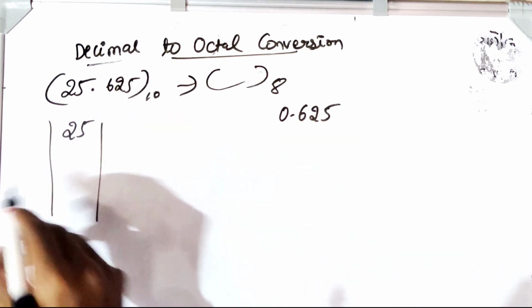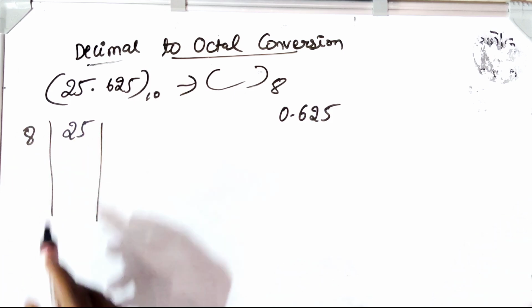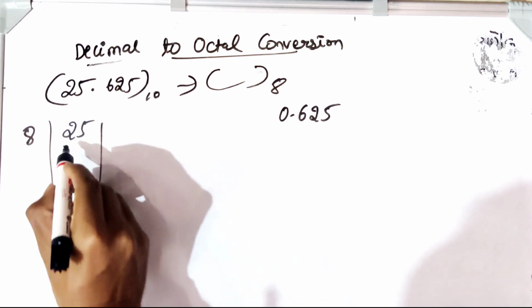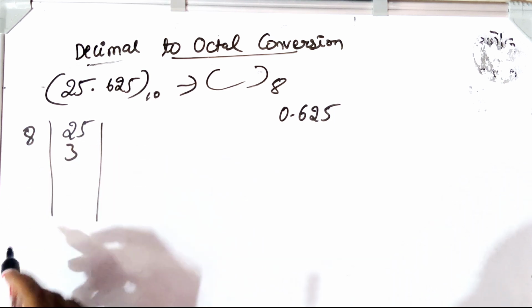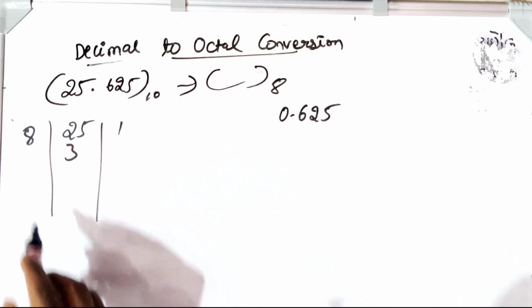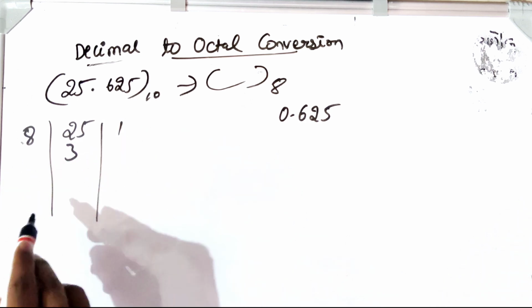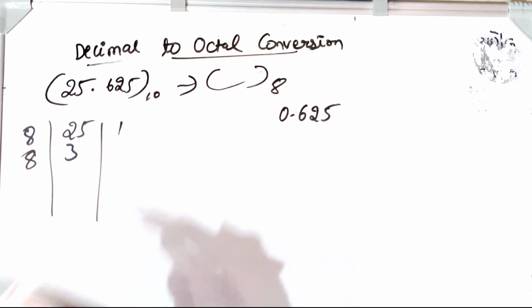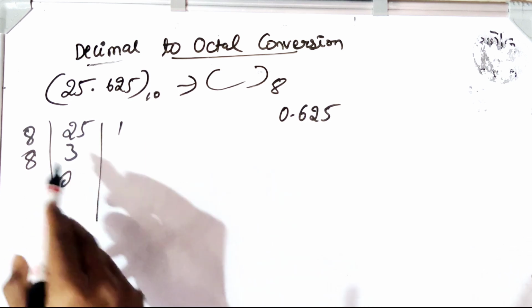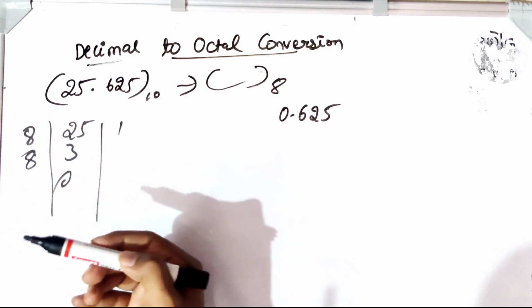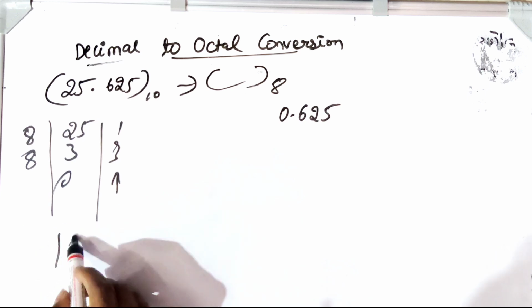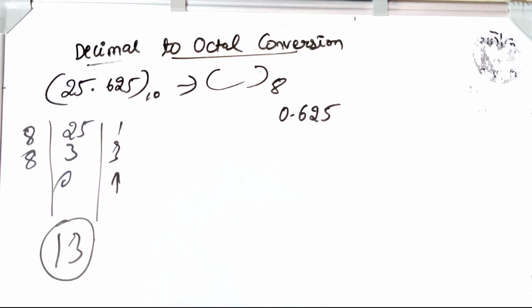For this, simply divide the number by the base 8. So the base is 8 here. 8 threes are 24, so the remainder is 1. This cannot be divided again, so write 8 here. 3 divided by 8 gives a quotient of 0 and the remainder is 3. So 31 is the value of 25 in octal.